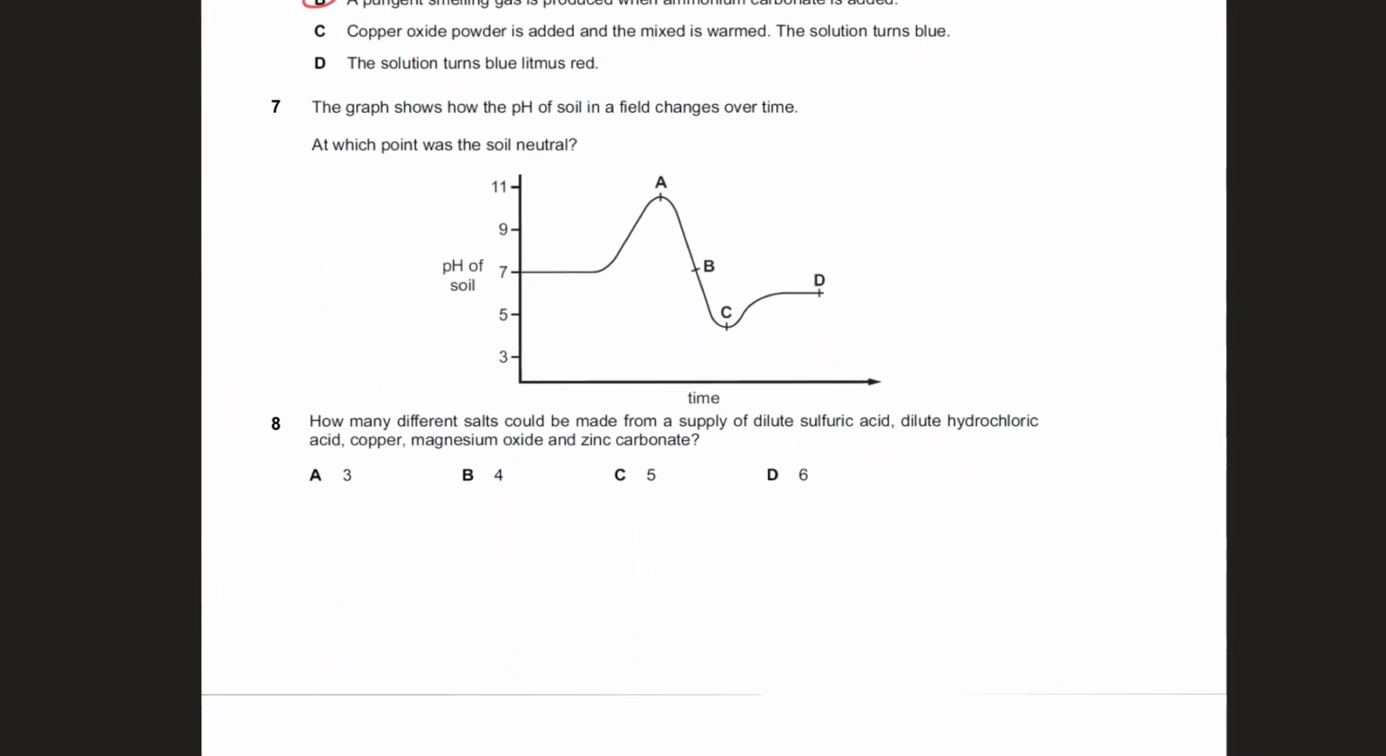The graph shows how the pH of soil in a field changes over time. At which point was the soil neutral? Now you have to understand how to read the graph. So pH is on the y-axis, so you have to see that neutral is when the line is horizontally at 7. So the only option we have is B, so that's going to be our answer. How many different salts could be made from a supply of dilute sulfuric acid?